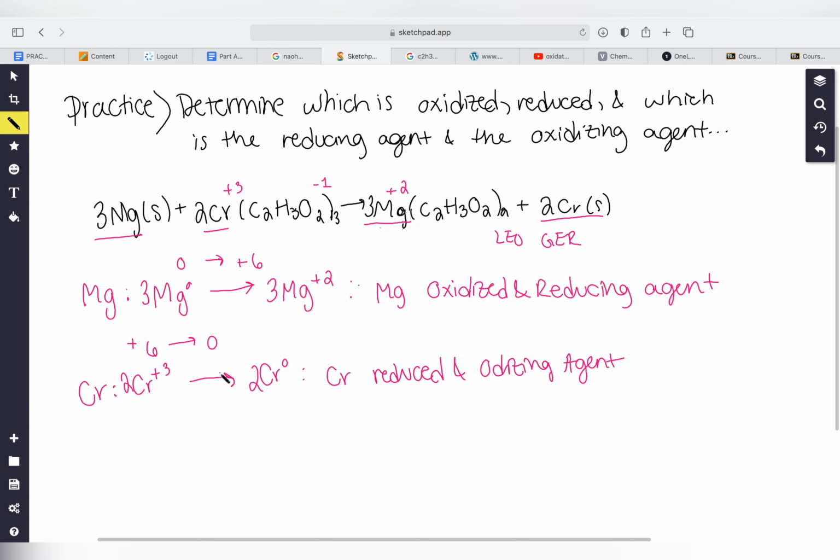So in this situation, you are gaining electrons, so you're going from positive to neutral, so that means you have to gain something that's negative. So I said that chromium is reduced, and it is the oxidizing agent in this scenario.